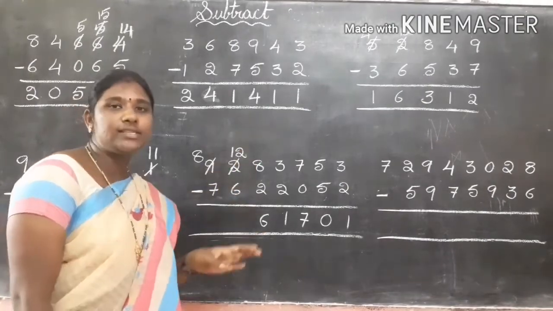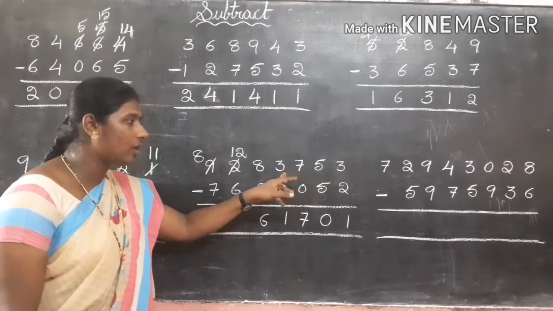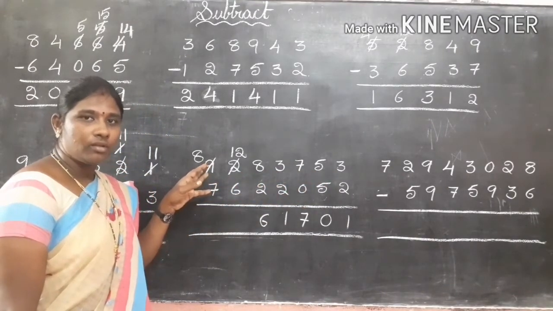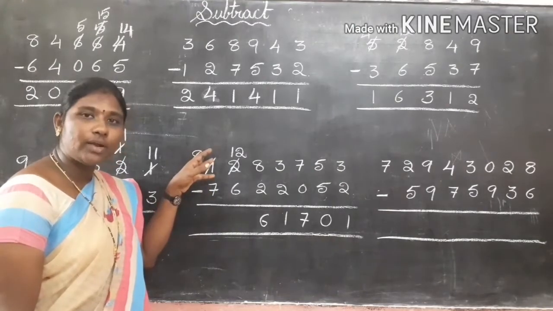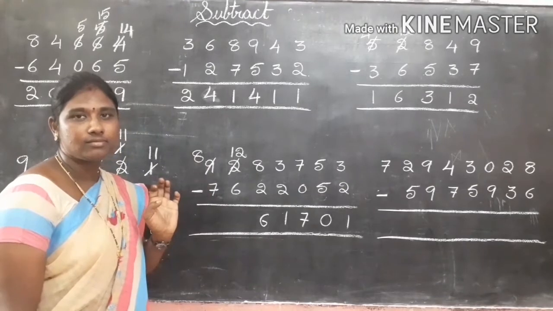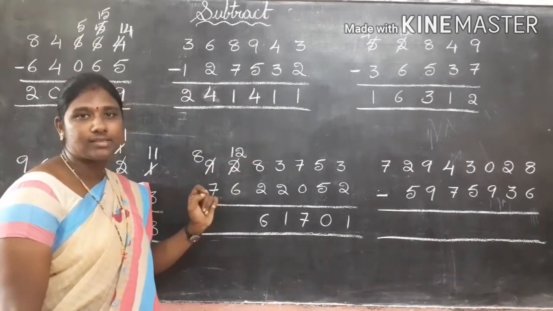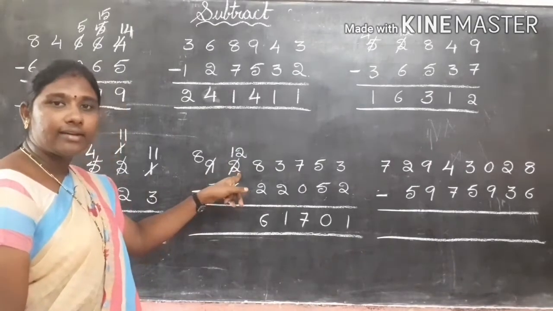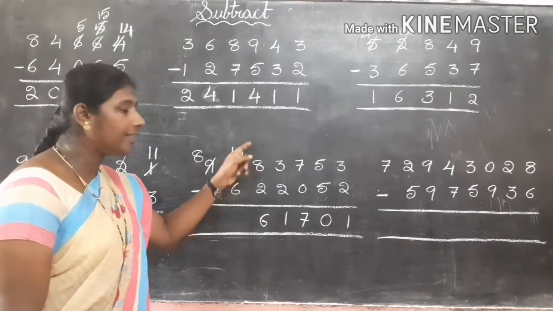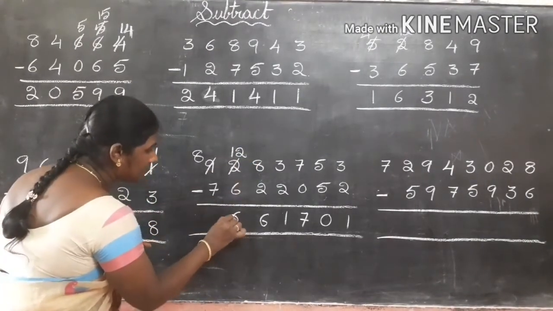How many digits is the number? We will get 10 only. How? It is 1, tens, 100, 1000, 10,000, lakhs, 10 lakhs. So we are getting 10. 1 lakh is equal to 10 thousands. 10 thousands is equal to 1 lakh. That's why 12 minus 6, 6.